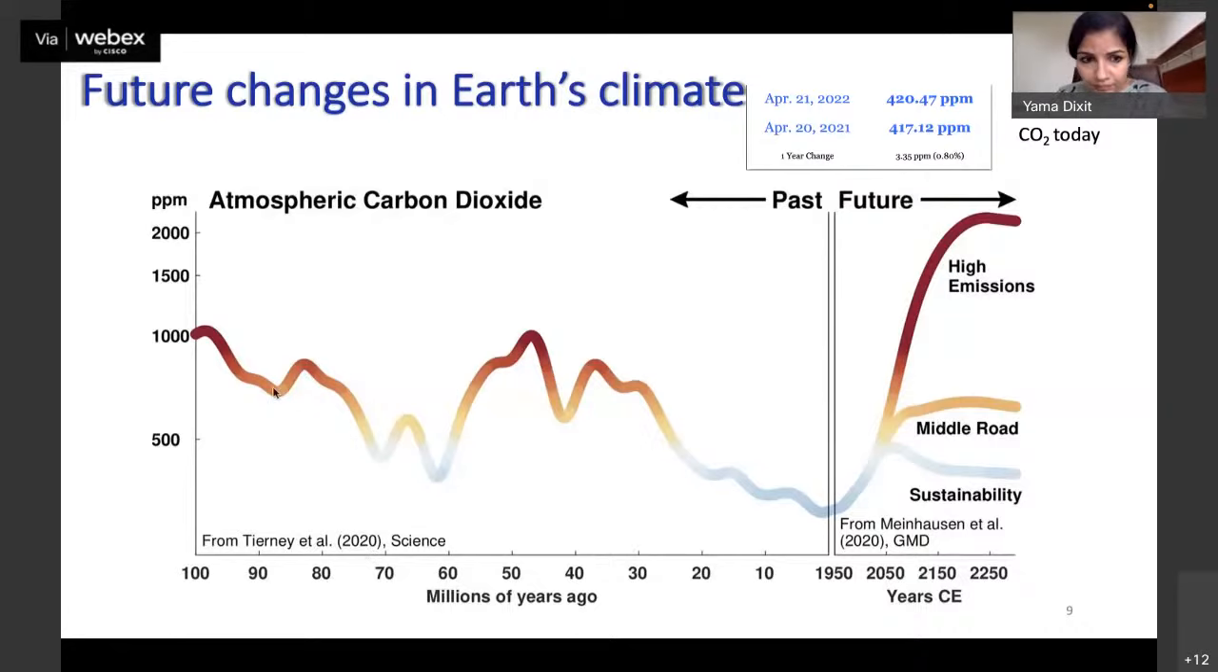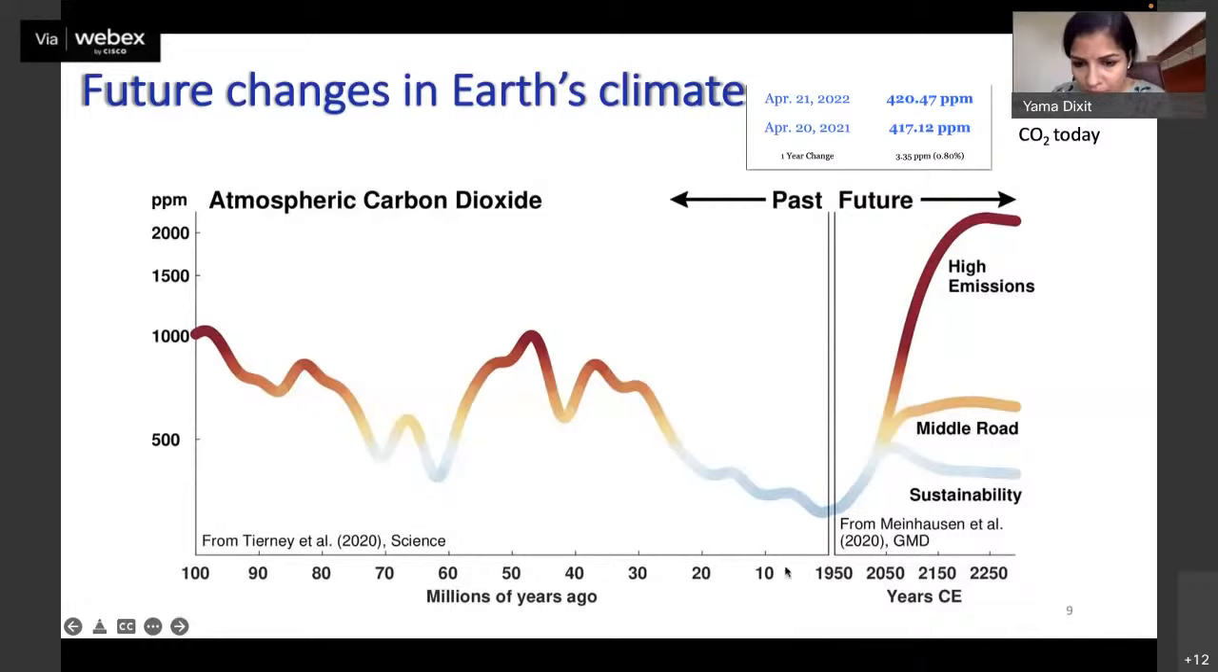I lost my cursor somewhere. Yeah, here it is. So this year is 1950, and 2022 would be somewhere here, just before 2050, somewhere in the middle. And if you correspond what the CO2 right now is, it would be around 417 or 420 ppm, somewhere here. If you go back in time, on the x-axis we have time, and on the y-axis again we have CO2.